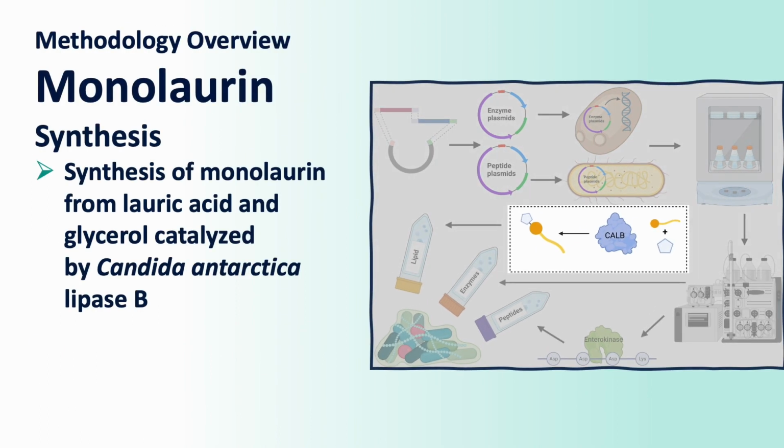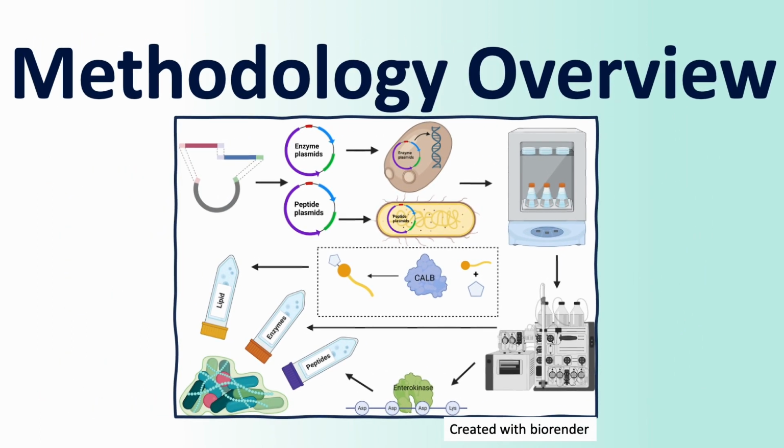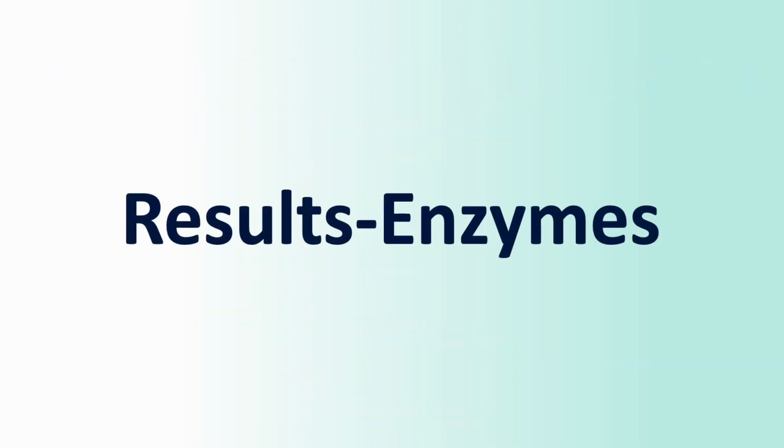Monolaurin can be synthesized through the enzymatic reaction of lauric acid and glycerol catalyzed by Candida antarctica lipase B. The monolaurin synthesis should be validated through an enzymatic assay that determines glycerol concentrations, because we had no access to high pressure liquid chromatography or HPLC. For the destruction of EPS, dispersin B, dextranase, and mutanase were chosen after literature research.